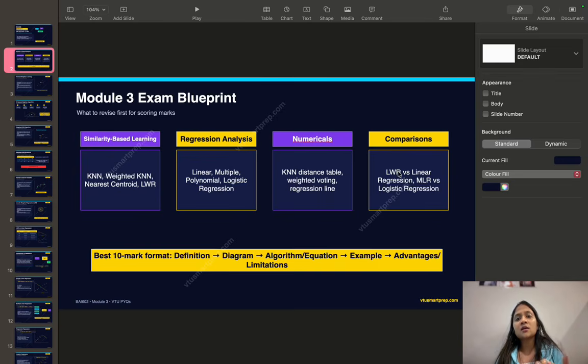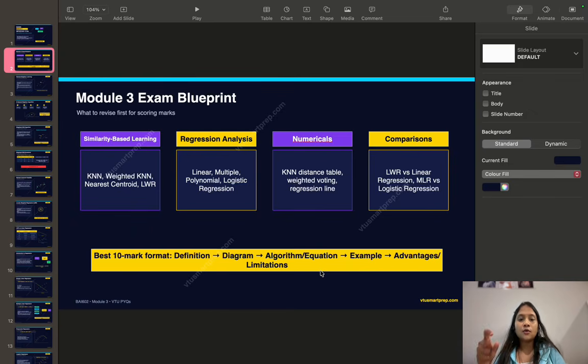In comparison, they can ask LWR versus linear regression, MLR, which is multiple linear regression, and LWR is, I guess, locally weighted regression, and versus logistic regression. So these are just the overview for module 3. I hope it's clear. Next is the format for how you're going to write the answer. Always start with the definition, then go with the diagram. If it consists of any algorithm or equation, mention it, then an example, along with advantages or limitations, or you can also say disadvantages.